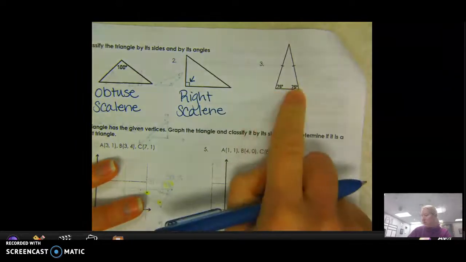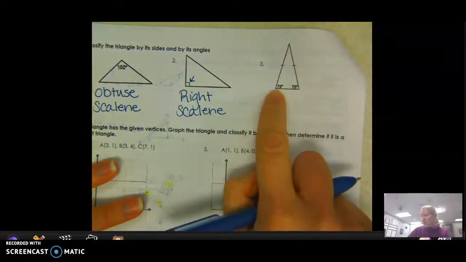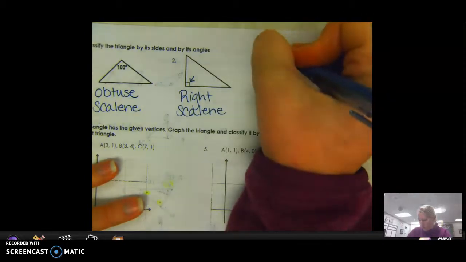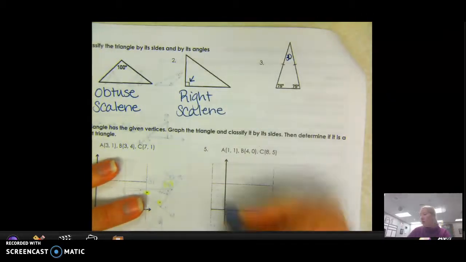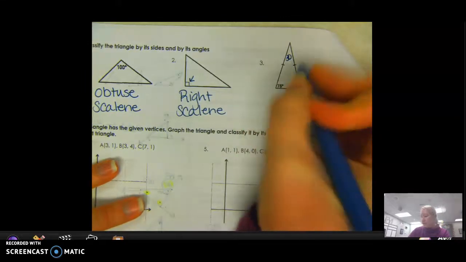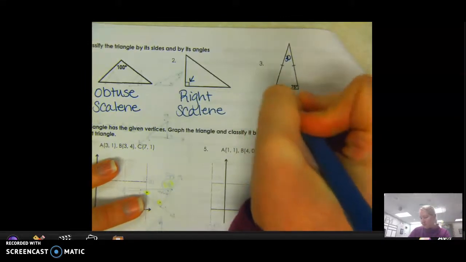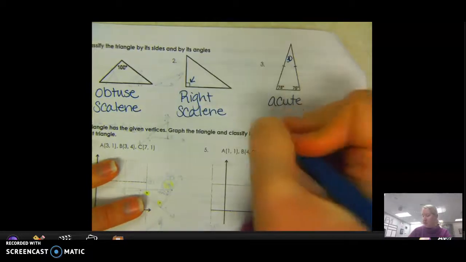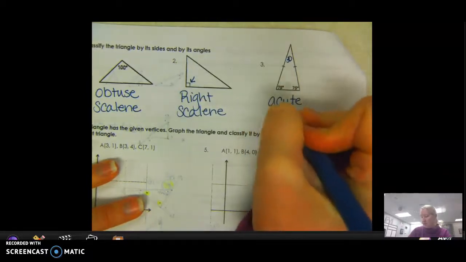Number 3, this is 75 and 75. So that adds up to 150. That would leave 30 degrees for this angle because there's 180 degrees. All those angles are less than 90, so this is an acute triangle. I have two sides that are equal because there's a marking here, so this is an isosceles triangle.